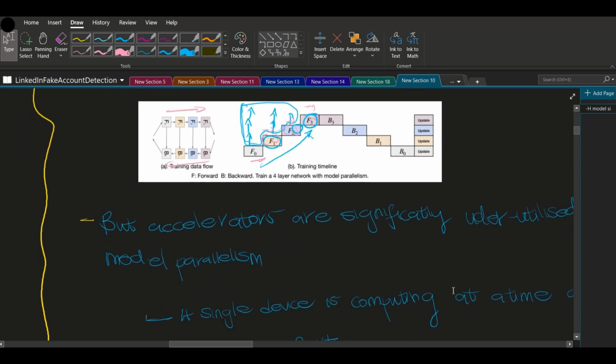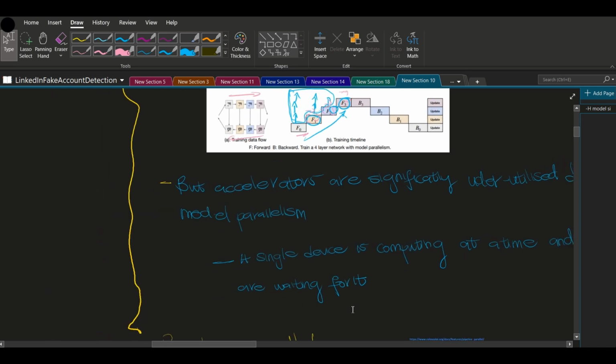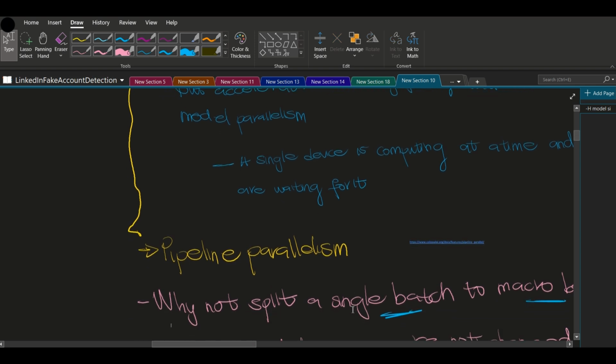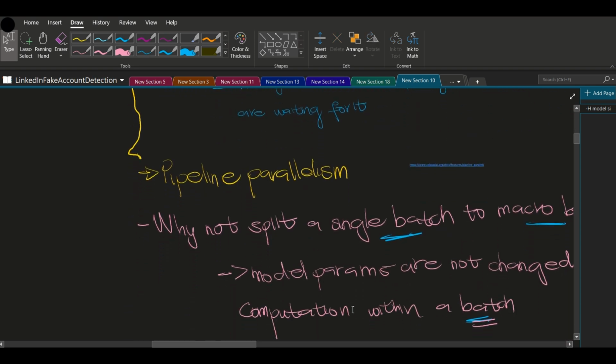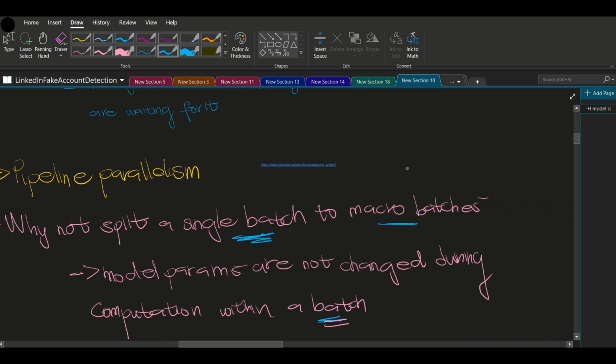But now, NVIDIA said we can do this rather differently, because we know that we don't update the model in the middle of a batch. So how about we take a batch, right? We take a batch and then we split it into macro batches, right? This way we get to utilize the accelerators more. So the intuition here is that when we train on a single batch, we don't update the weights. So this is the time whereby we can leverage that.